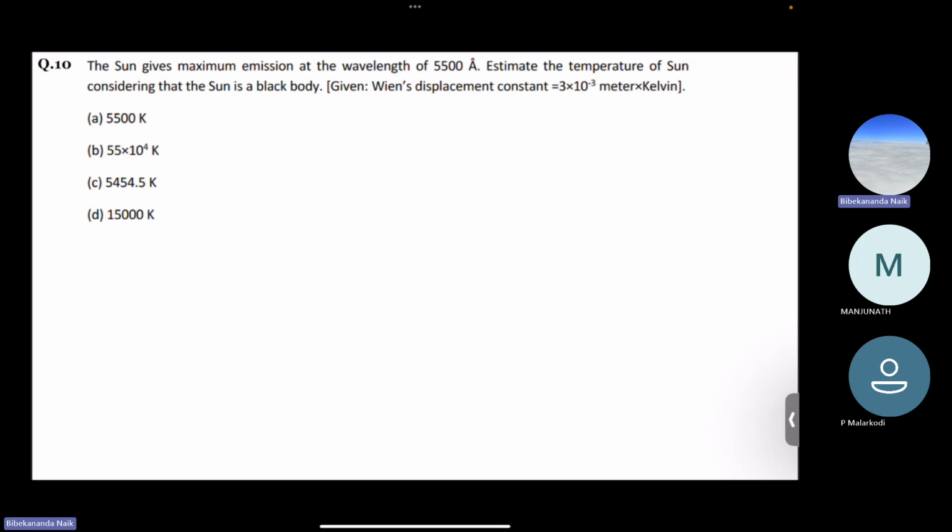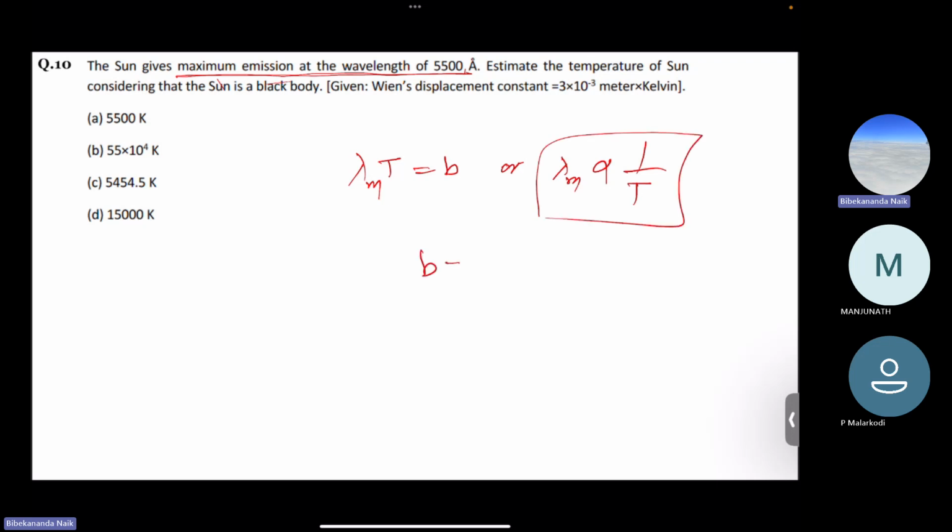So now, as you can clearly see, the question says the sun gives maximum emission at wavelength 5500 Angstrom. So this question is related to Wien's displacement law, and it says with increase in temperature, the wavelength corresponding to the maximum emission or maximum emissive power decreases. According to Wien's displacement law, the formula is lambda m into T equals B, or we can say lambda m is proportional to 1 by T, and B is the Wien's constant, which is given in our question. It is 3 into 10 to the power minus 3 meter Kelvin.